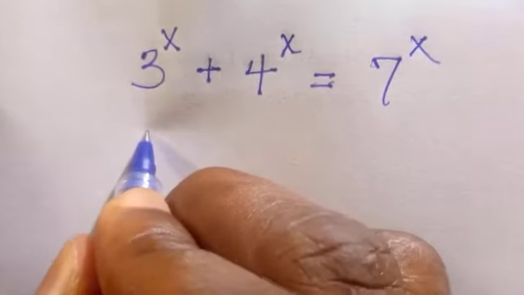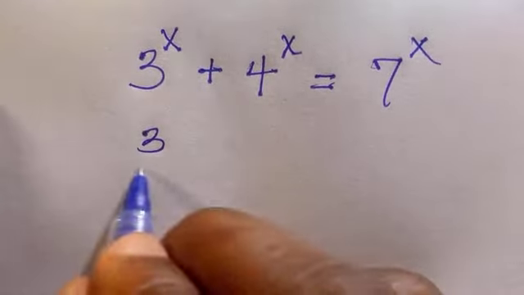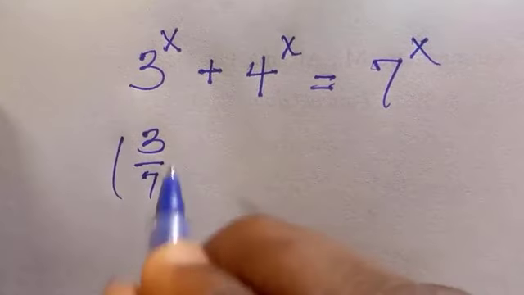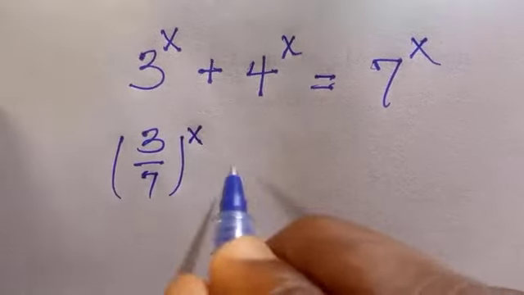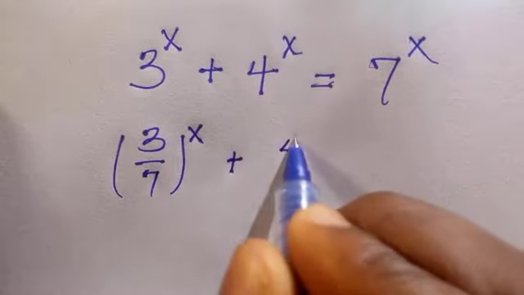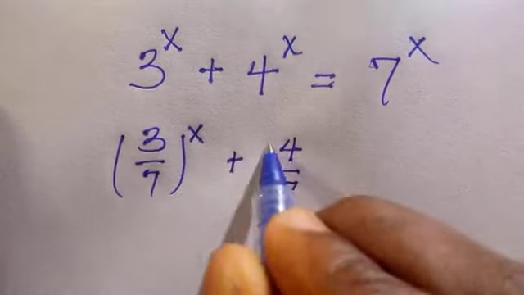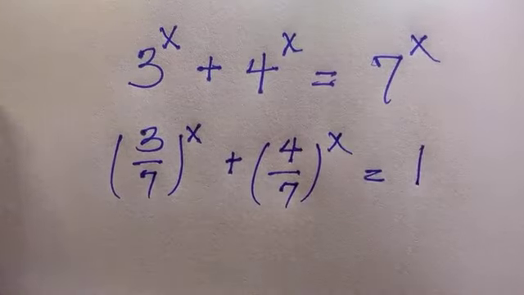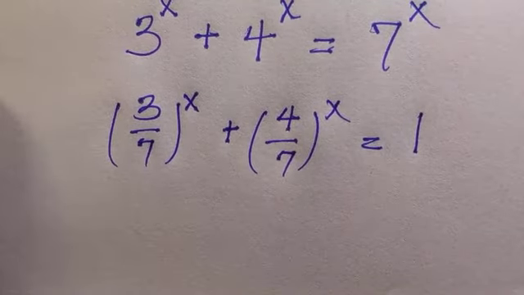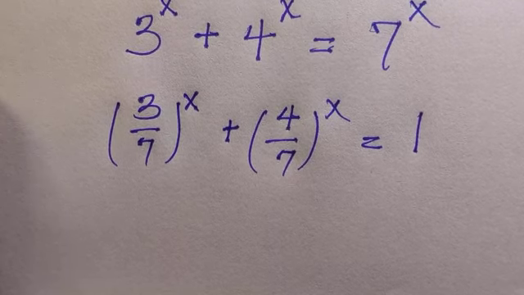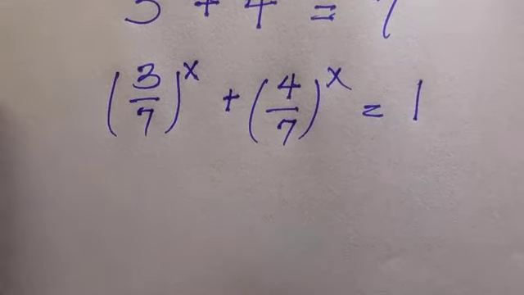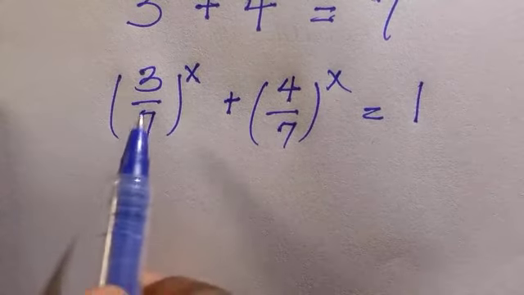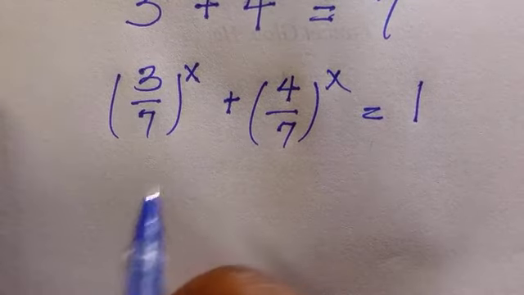The first thing we're going to do is divide both sides by 7 raised to the power x. So here it becomes (3 divided by 7) all raised to the power x plus (4 divided by 7) all raised to the power of x equals 1. We have different methods of doing this, but let's see this one first. The next thing is 3 divided by 7, which in decimal is a non-terminating decimal.